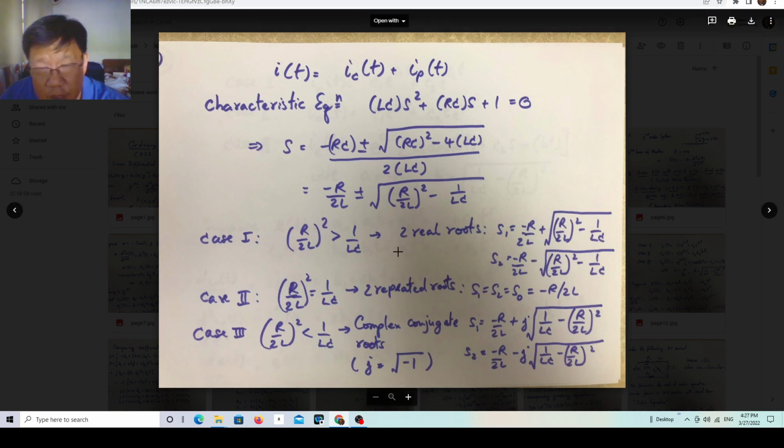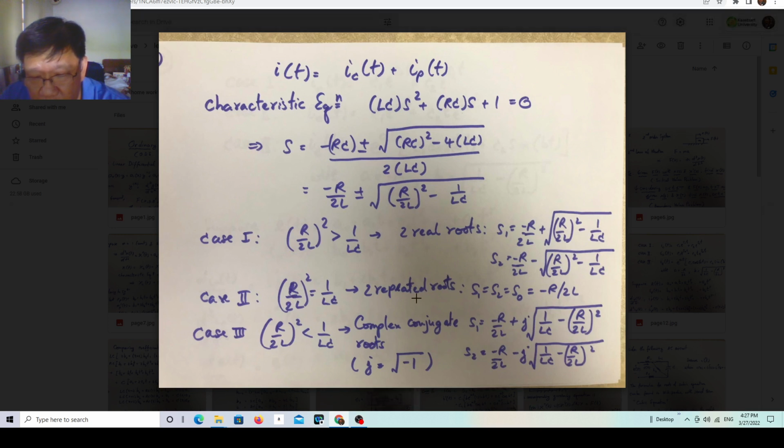Why is this case important? Because the characteristic of i(t) depends on the structure of the roots here. Also, this is basic knowledge that you should know from the previous class. The second case is that if R divided by 2L, all squared, is equal to 1 over LC, which means that this is the square root of 0.